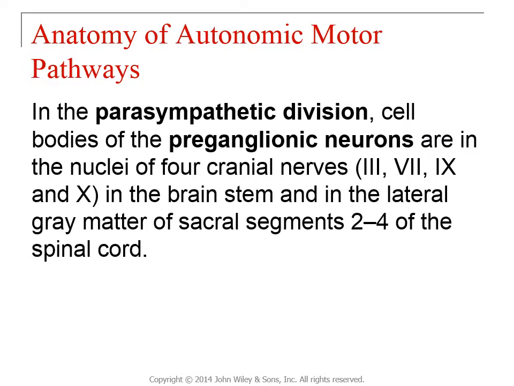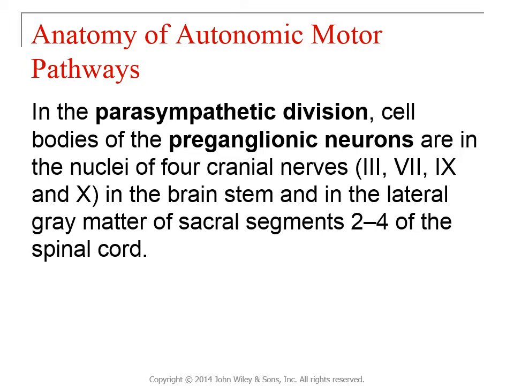Now in the parasympathetic division, these are going to be found in 4 cranial nerves, 3, 7, 9, and 10 in the brainstem, and the lateral gray matter of the sacral segments 2 through 4. So you see there's a pretty good division between the parasympathetic and the sympathetic divisions. So the parasympathetic, again, is just found in 4 cranial nerves, cranial nerve 3, 7, 9, and 10.